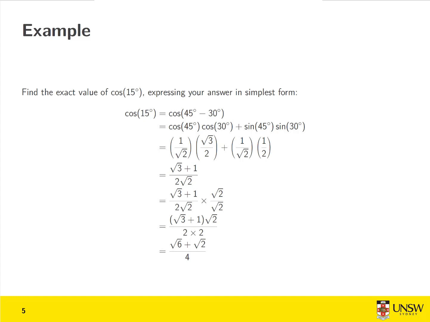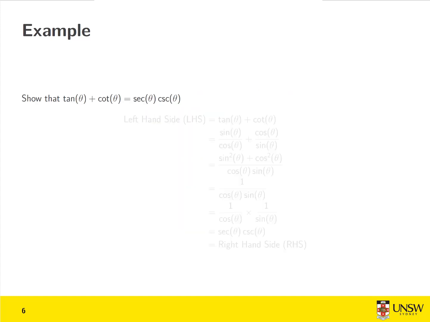The trigonometric identities we have seen can also be used to prove new identities. For example, we could be asked to prove that tan of theta plus cot of theta equals sec of theta times cosec of theta. Usually, a good approach to these sorts of questions is to first convert all terms to new terms that only incorporate the functions sine and cosine.